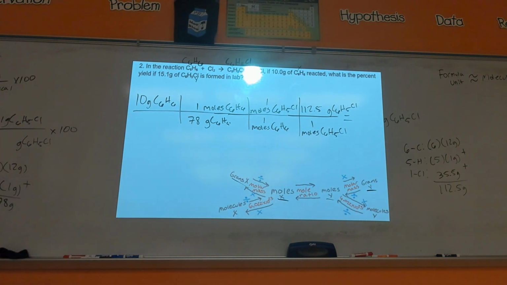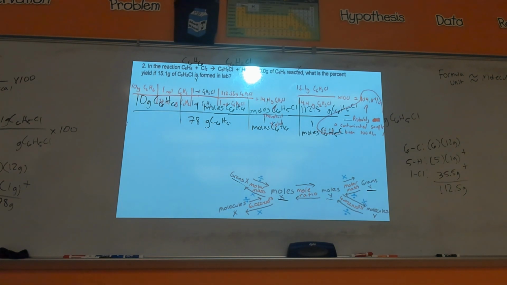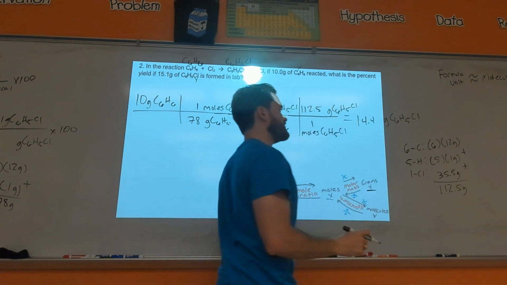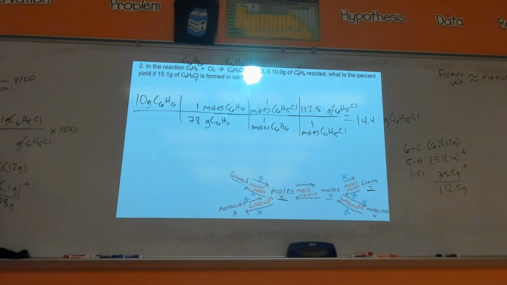Okay? So then to get our theoretical yield, you're going to do 10, skip multiplying and dividing by 1, 10 times 112.5, and then divide the bottom, divide by 78. So when you do that, you would get 14.4 grams. 14.4 grams. That is your theoretical yield. Okay, so theoretically, you're the perfect chemist. You would get that amount of C6H5Cl.